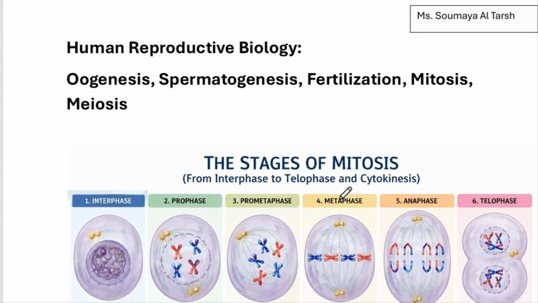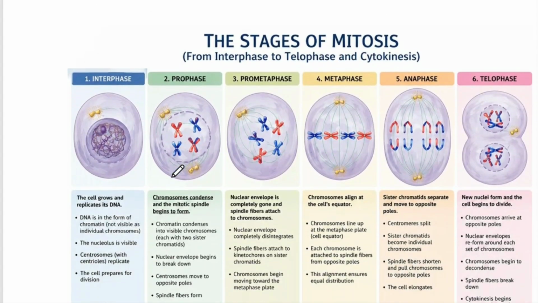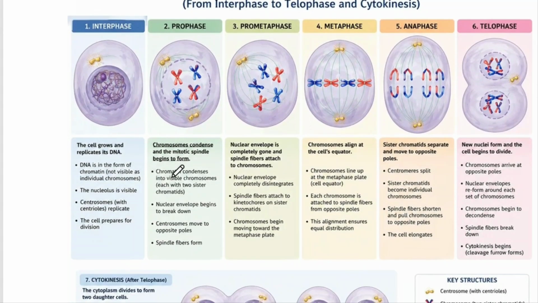In this video, I will talk about human reproduction, oogenesis, spermatogenesis, fertilization, mitosis, and meiosis. Let's talk about the stages of mitosis.